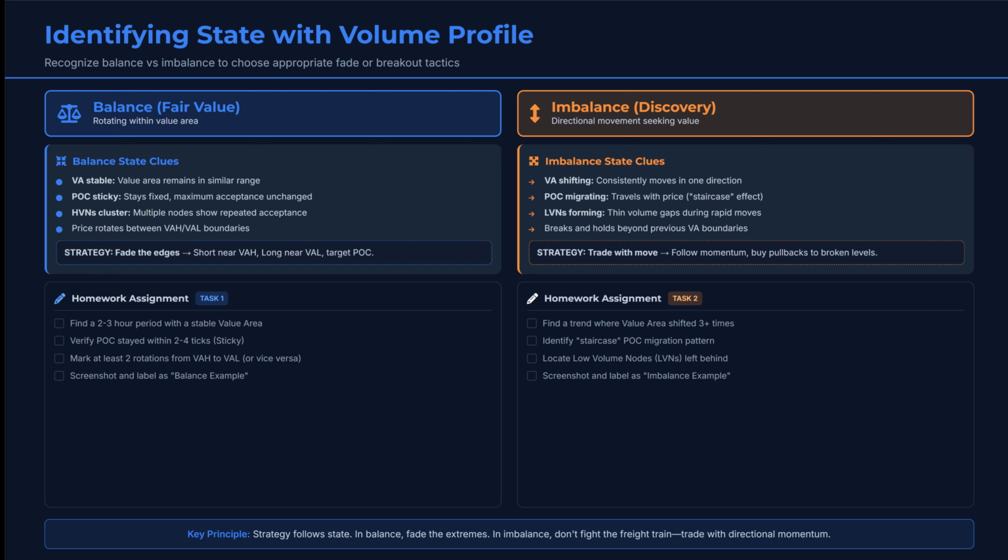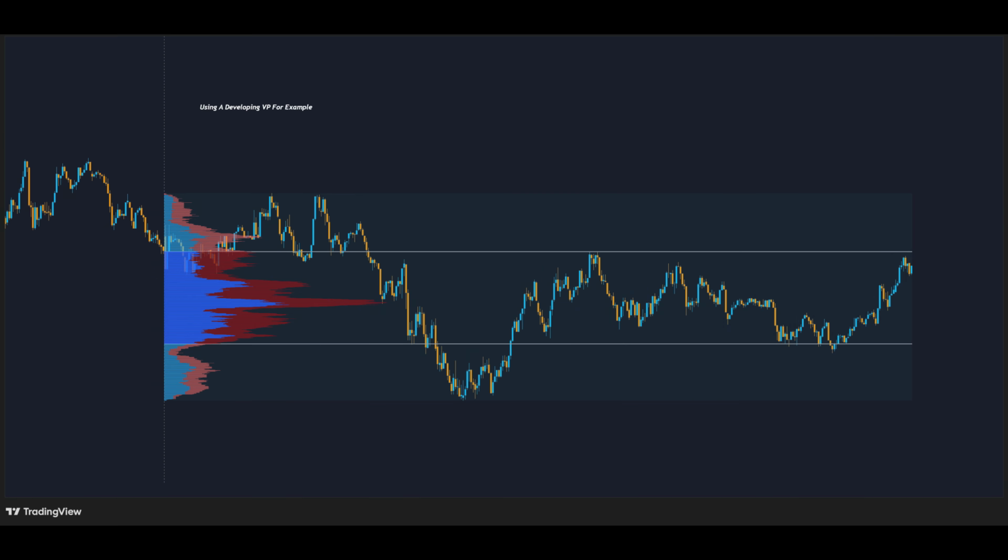Here are the 4 key clues that tell you the market is in balance. Clue number 1, value area stability. When you look at your volume profile over multiple time periods, say the last 3 or 4 hours, you'll notice that the value area remains in a similar price range.